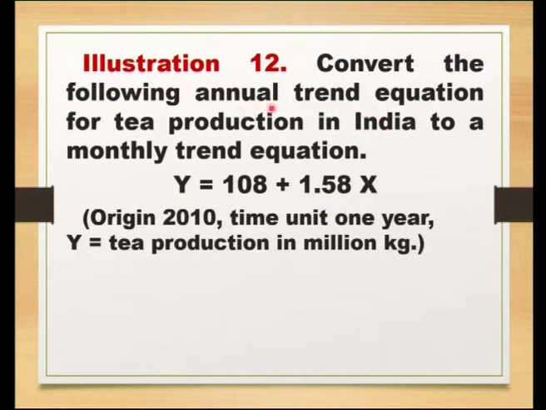Convert the annual trend equation for tea production in India to a monthly trend equation, that is, y is equal to 108 plus 1.58 into x. Origin given is 2010, that is, time unit is 1 year, y is tea production in million kilograms.